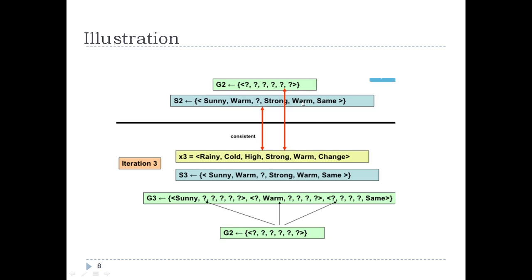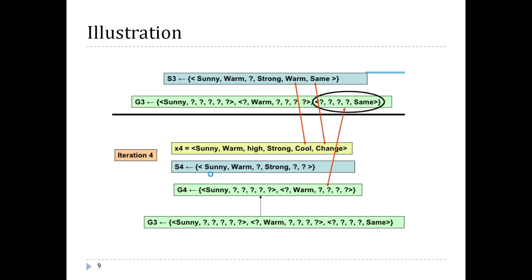Then warm. Here it is the same, so we'll ignore this. Then same and change, so there is a change in this value. So we'll write the S2 attribute value, that is same, and all others we'll write as question marks. So this becomes the G3 general hypothesis, and this becomes the S3 from iteration 3.